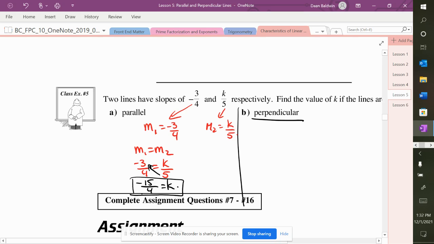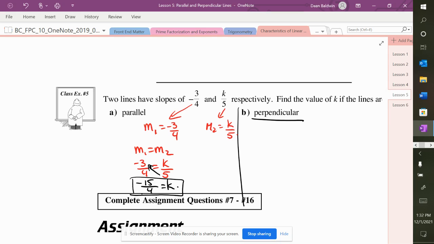If I say the lines are perpendicular, what does that mean you have to do to one of the slopes? You got to flip it and make it negative. Now, it doesn't matter which one you do that to, but you're going to make your life easier if you do it to one or the other. Okay? Which one do you think you want to flip? You mean the -3/4? Why?